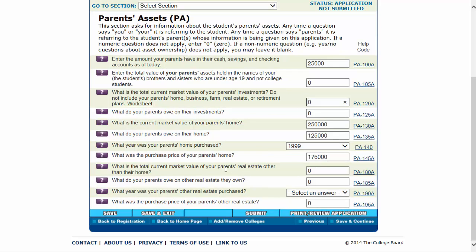If your family owns real estate other than a home, we're asking about that information here. That would be people who have purchased rental homes for investments or a second vacation home. You can see I've left those answers at 0, which is perfectly acceptable if you don't own any other real estate. Not every family does.